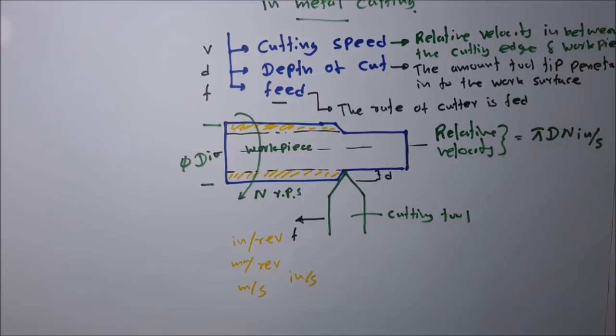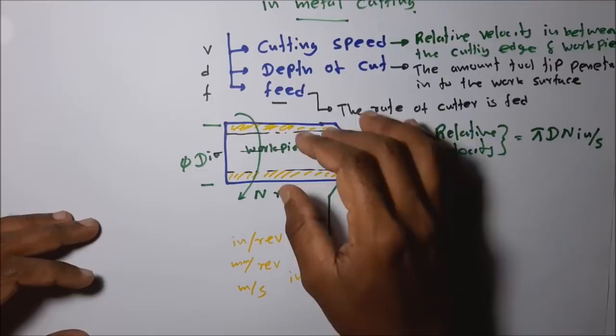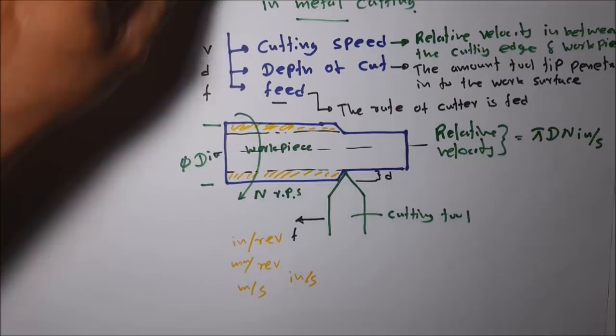Okay, these are the three main parameters. If you are doing a certain machine operation, you essentially have to set these input parameters for a certain machine tool.